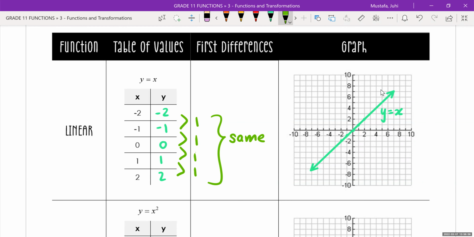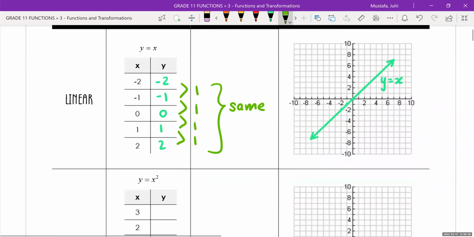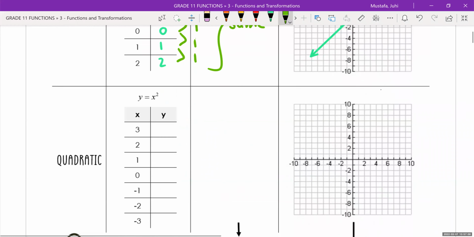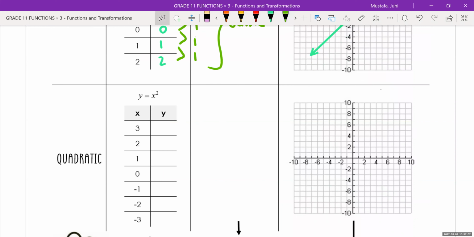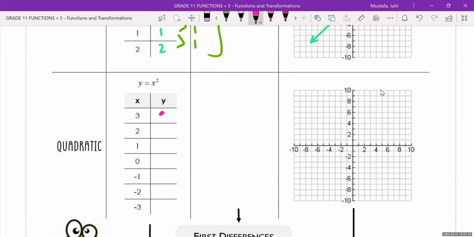Okay, let's do this exact same thing, but this time we're going to look at a quadratic, and the quadratic that we all know is the parabola, which is y is equal to x squared. So what I'm going to do is put all those x values into the equation and solve. So it's going to be 9 and 4, 1, 0, 1, 4, and 9. And then just graph them as well.